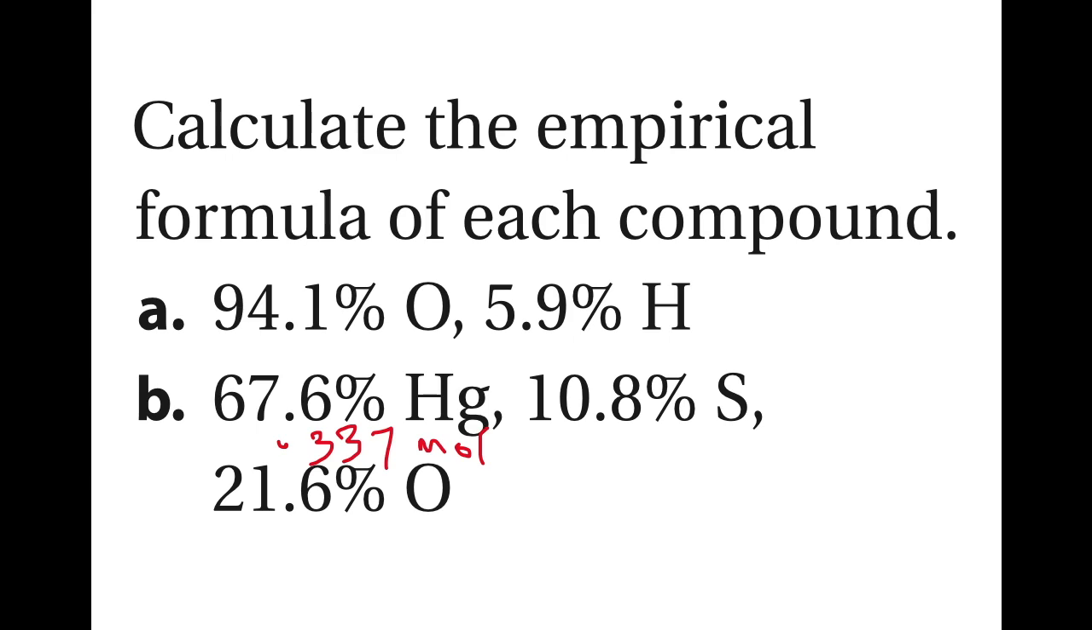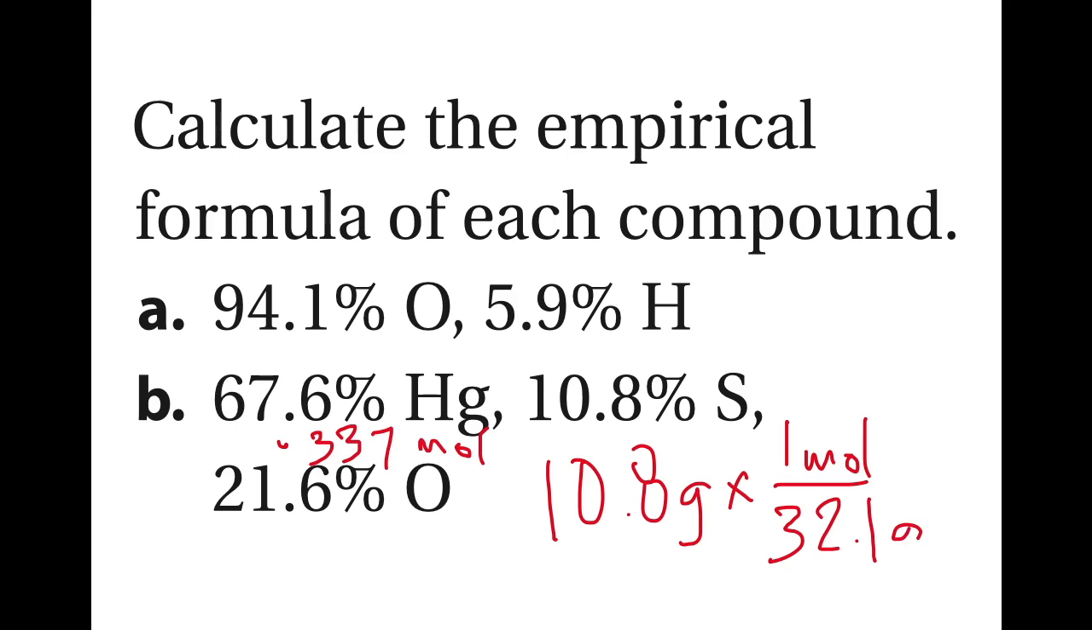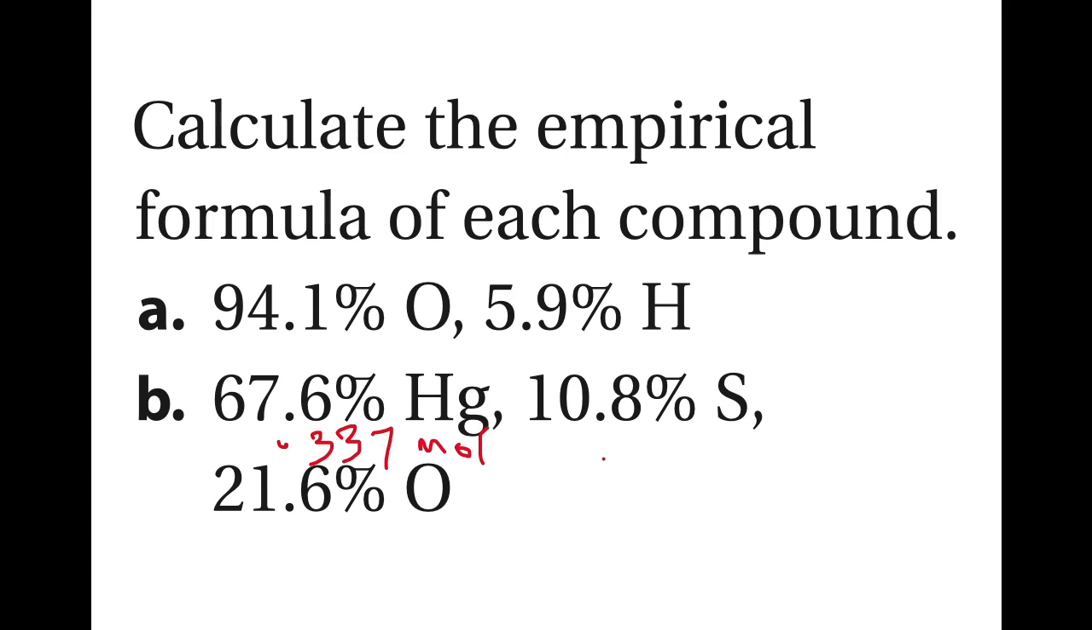Now I'm going to deal with the sulfur. So I have 10.8 grams of sulfur. I need to find the mass of sulfur. So 1 mole of sulfur, the mass of that is 32.1 grams of sulfur. So when I do the math, I'm going to go 10.8 divided by 32.1. I get 0.336. So again, I get 0.336 moles of sulfur.